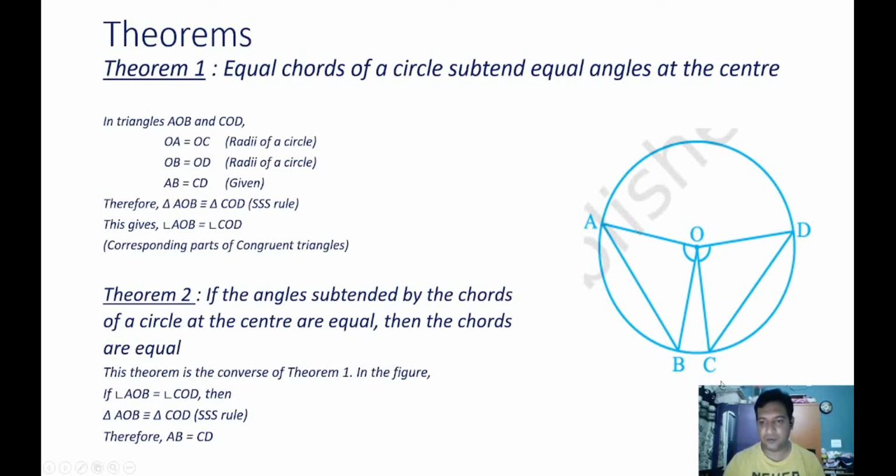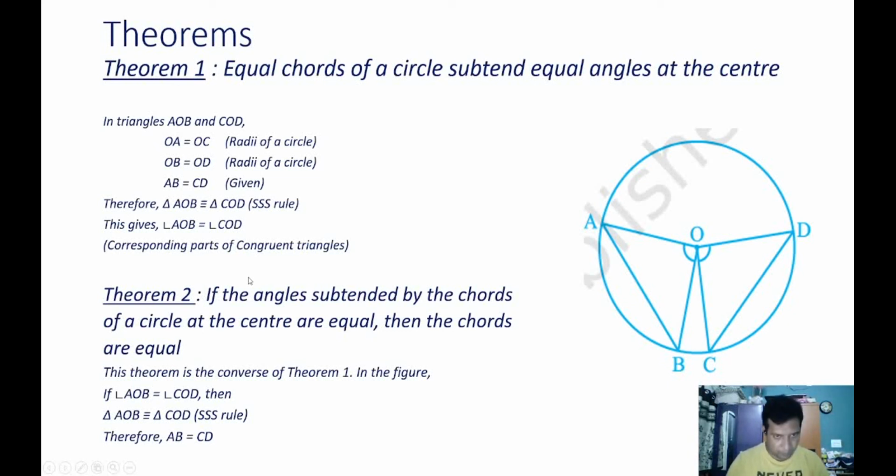Let us look at these lines from a triangular point of view. We have a triangle AOB and a triangle COD. OA and OB, OC and OD are equal, and lines AB and CD are equal too, because AB equals CD is already given in the theorem, equal chords. Therefore triangle AOB and triangle COD, by the triple S rule, that is the side rule, are congruent, which means they are similar to each other. This gives that angle AOB is also equal to angle COD, corresponding parts of congruent triangles.